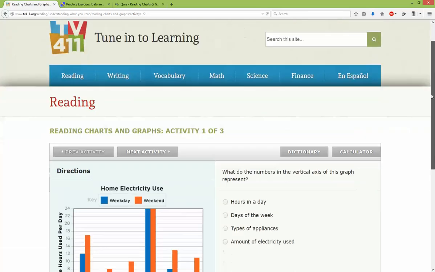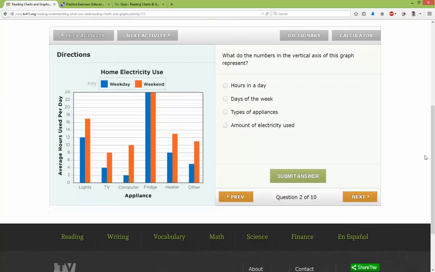Okay. What do the numbers in the vertical axis represent? Again, just take a minute or a moment to think.